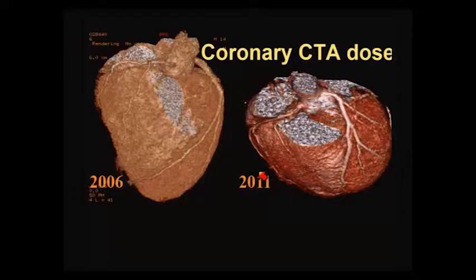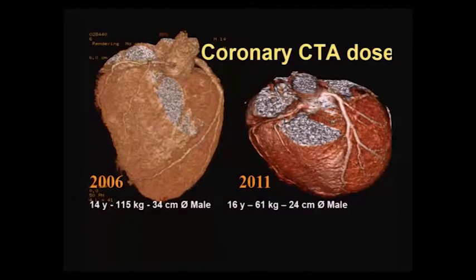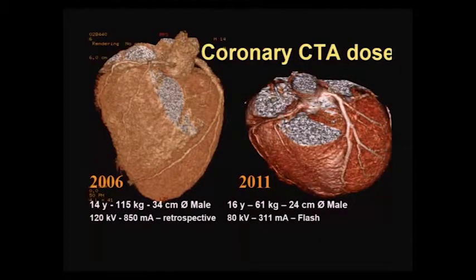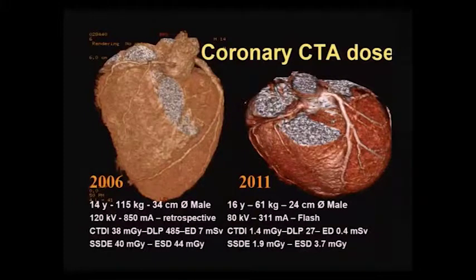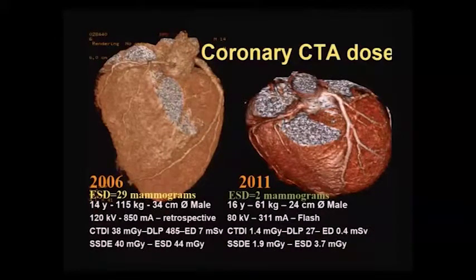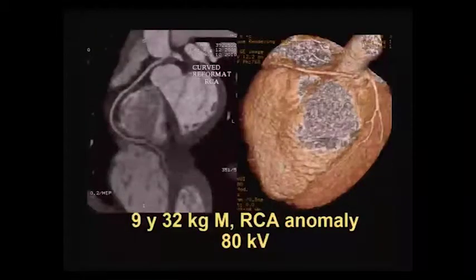Very significant. So we go back to our coronary CTA dose and see the progress that we've made between 2006 and 2011 on a 14-year similar patient. We looked at retrospective cardiac triggering versus flash. We looked at the CTDI, the DLP. We converted it to SSDE, effective doses, and you can see this tremendous reduction in dose. Initially 29 mammograms worth of radiation versus 2 mammograms worth of chest radiation.